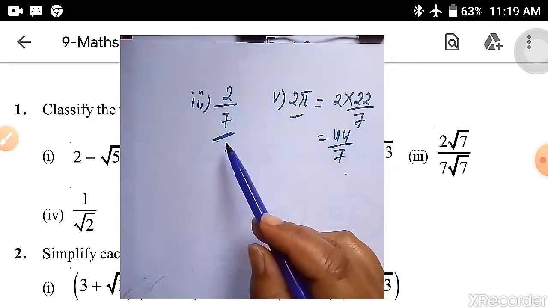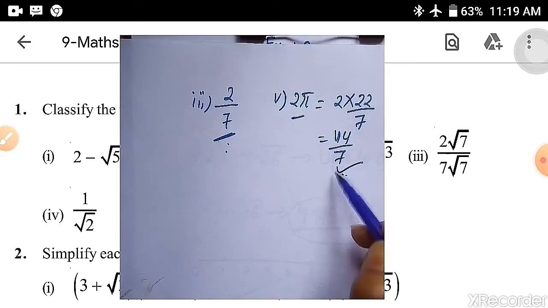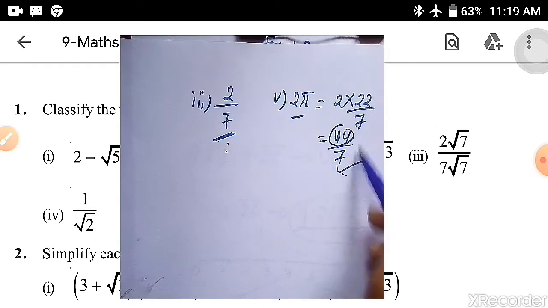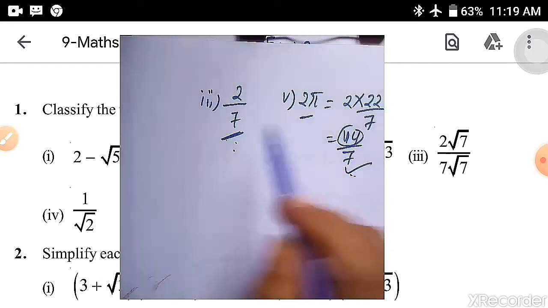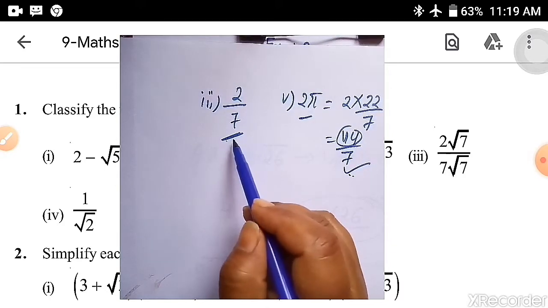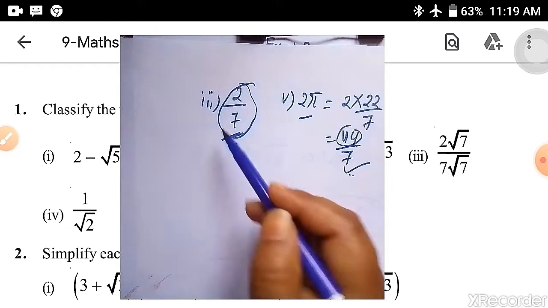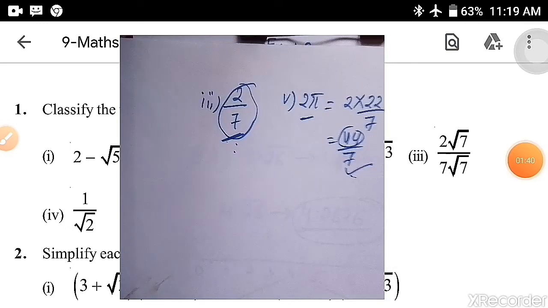So why is this rational and this irrational? Because when we divide 44 by 7, the digits do not repeat, so it is an irrational number. But when you divide the other one, you will get a non-terminating and repeating number, hence it is a rational number and the other is an irrational number. Now we will move to the next question.